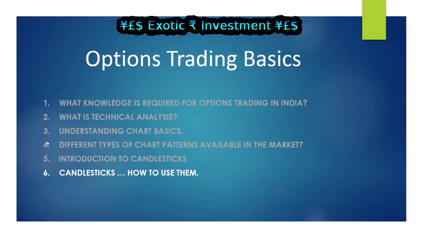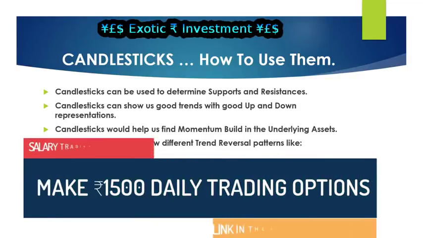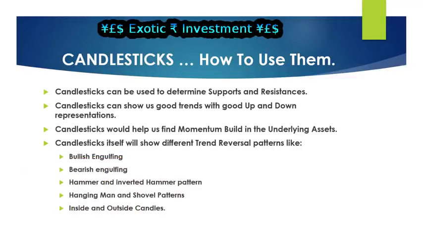What we will use candlesticks for, and how to use them, is very important. Candlesticks can be used to determine supports and resistances. They can show us a trend, with a good uptrend or downtrend pattern, on a technical chart. They help us find momentum building in the underlying assets. Candlesticks also show different trend reversal patterns like bullish engulfing, bearish engulfing, hammer, inverted hammer, hanging man, shooting star patterns, inside candlesticks and outside candlesticks. All these will be covered in the next session, in the candlesticks class.